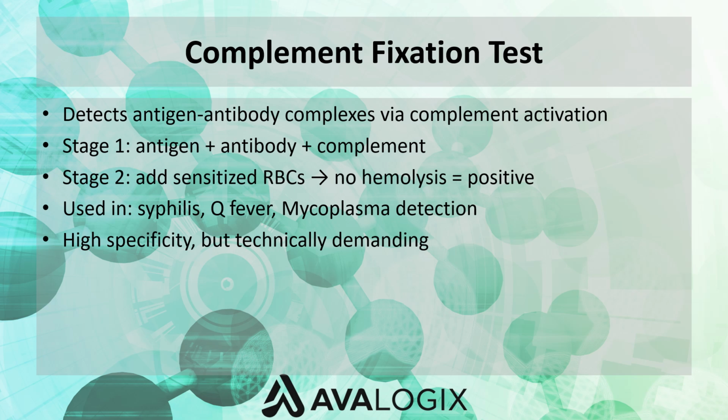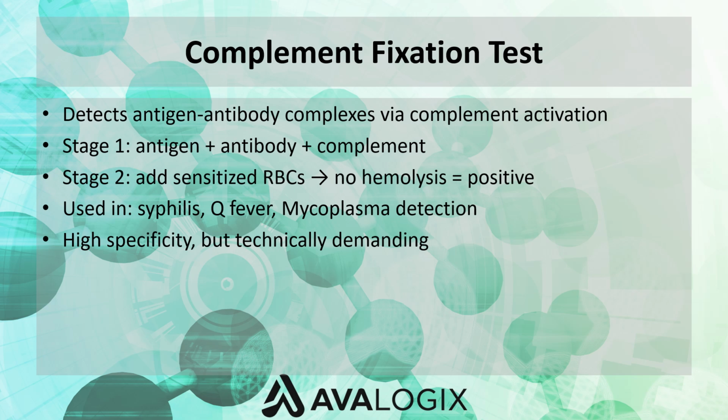In stage 1, patient serum is mixed with a known antigen and complement proteins. If the patient has antibodies against the antigen, immune complexes will form and fix the complement. In stage 2, sensitized red blood cells, sheep RBCs coated with anti-sheep antibodies, are added. If complement was fixed in the first step, there's none left to lyse the RBCs, and the cells remain intact. This is considered a positive test.